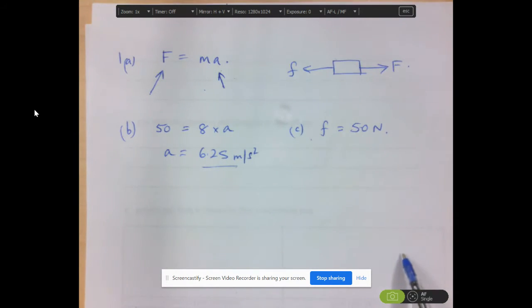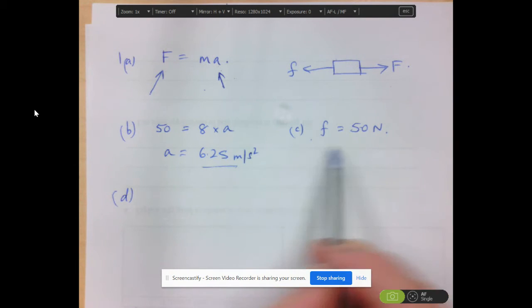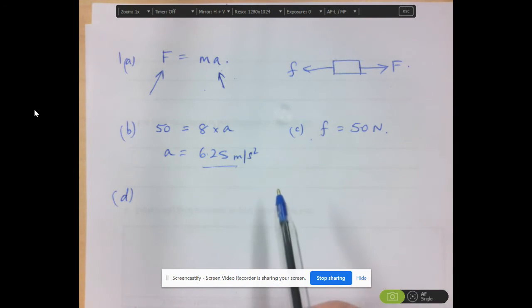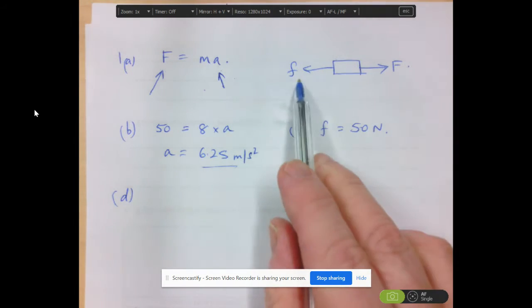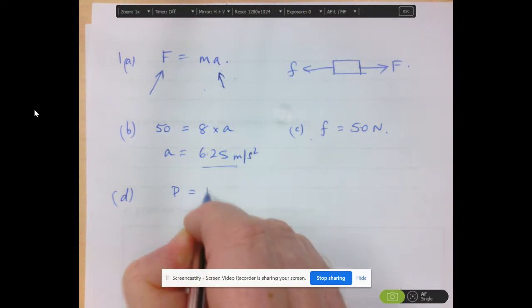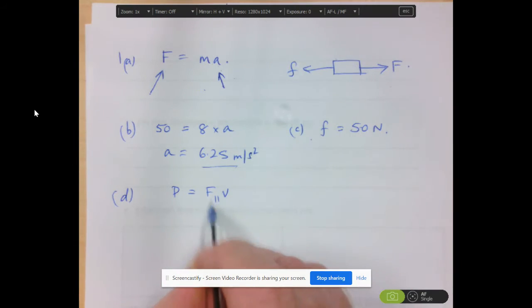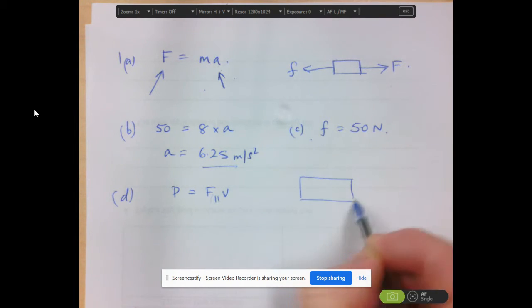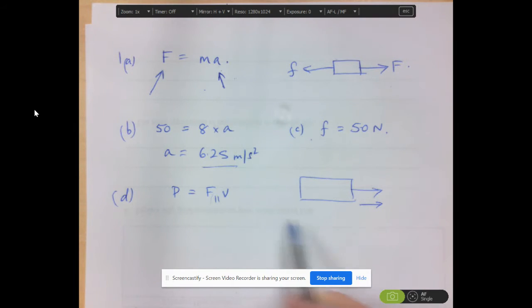Now calculating the amount of power using D, because we have a non-accelerated motion and our velocity is not changing, in other words, friction equals our forward force, we use the formula P equals F parallel to V. Now in this case here, it is always parallel because our box is being pushed this way and our velocity is in the same direction. This is very handy when it's like being pushed on a floor or something like that.